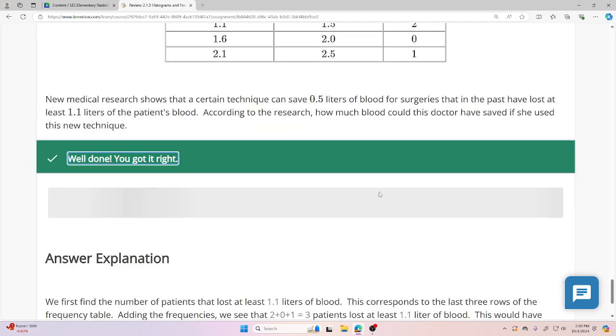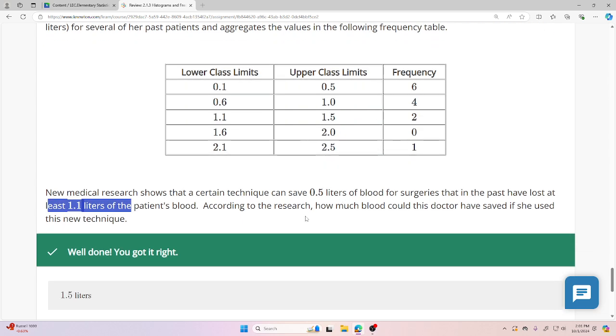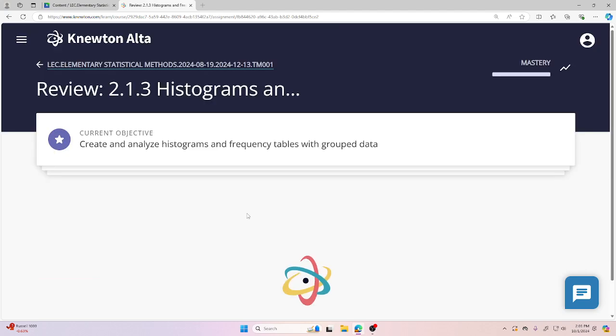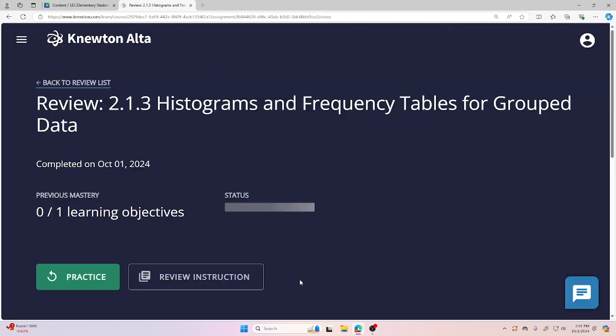I don't know. We're just reviewing. Okay, cool. So yeah, they're saying at least 1.1. So that's going to be all these folks and downward. Yeah. So it'd be 3 people in that group, right? And then they said for each of them 3 people, we got half a liter. We did it! Confetti!